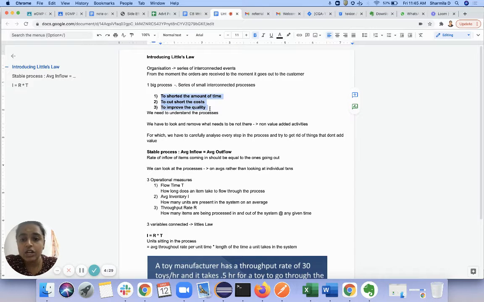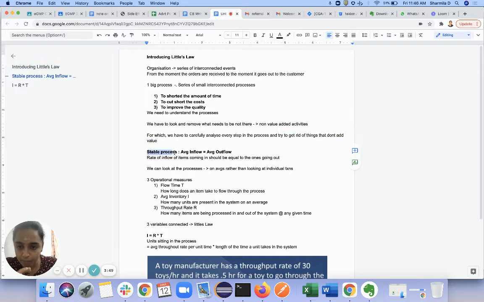So ideally, we should look at shortening the amount of time taken for that big process, and we should also look at cutting short the costs and improve the quality. We need to understand the processes before we get into all these things. We have to look and remove what needs to not be there. Those are called non value added activities, for which we have to carefully analyze every step in the process and try to get rid of things that don't add value. So what should we do now? We should get a clear understanding of every step in the process.